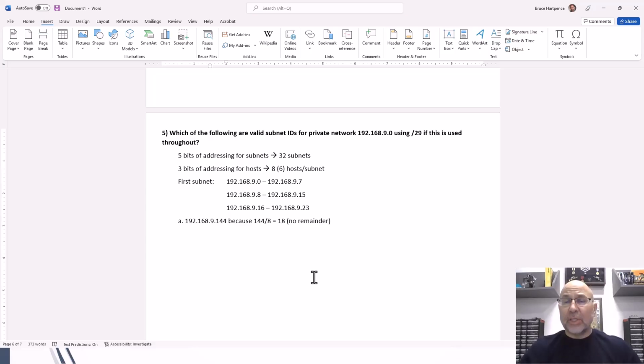And so the shortcut here is, are any of those answers divisible by 8, or are any of them just crazy outside of what was there? And so the only one that fits is 192.168.9.144 because 8 goes into 144 evenly.